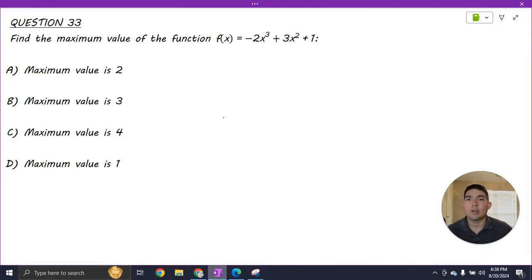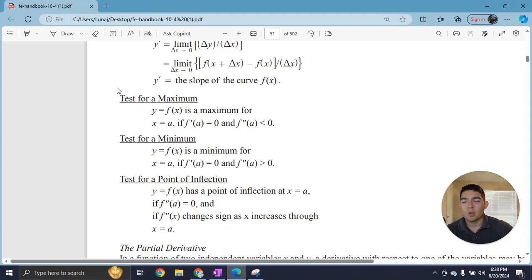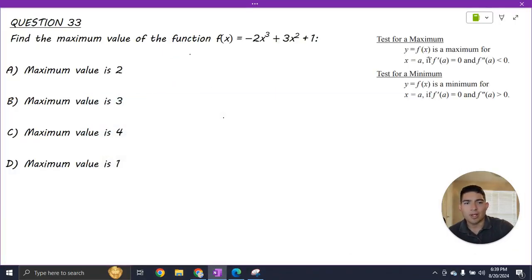Moving on to number 33, now we are given a different function and we are asked to solve for the maximum value of that function. If we go to the FE reference manual on page 45, we can find the test for a maximum value and the test for a minimum value. That gives us basically the procedure on how to find the maximum value for our problem. I went ahead and pasted these tests for maximum and minimum right here so we can see them while we solve. We're mostly interested in the test for a maximum in this case.